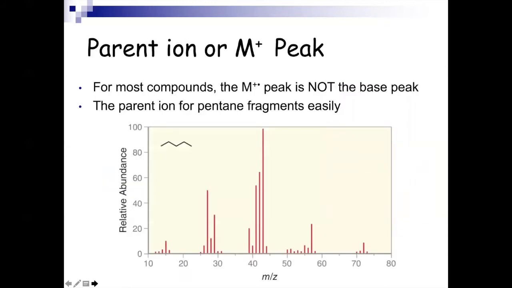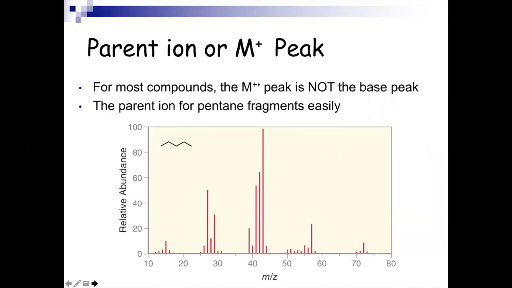For most compounds, the M+ peak is not the base peak. The parent ion, for pentane, for example, fragments easily. So pentane, C5H12, has a molar mass of 72. So we see a nice mass to charge peak at 72, right over here on the right. And then we see loss of 15 that gets us to 57. And then we see loss of 29 from the 72 that gets us to 43. And so you see that the base peak is not the parent peak.